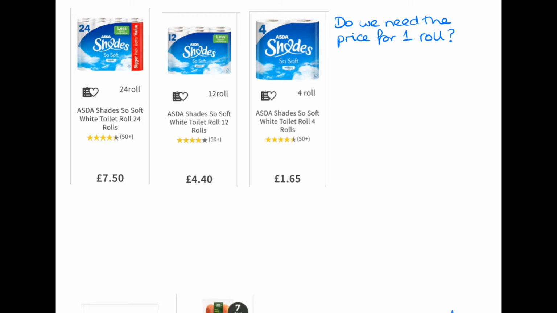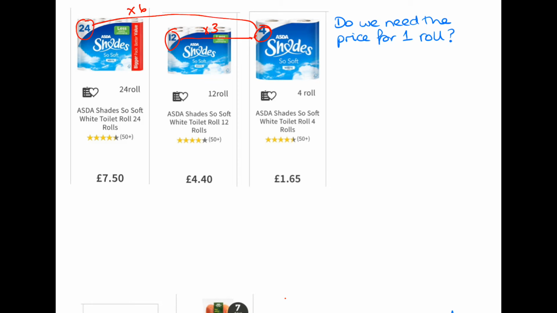So let's have a think about this. So look at our numbers here. We've got 4, oops, let's use a pen. We've got 4, 12 and 24, all right? So an immediate comparison that we could do for all of these is, well, we don't need to find the price for one toilet roll because 4 can be multiplied by 3 to get 12 and 4 can be multiplied by 6 to get 24. So we could work out the price in each of these cases of getting 24 toilet rolls.